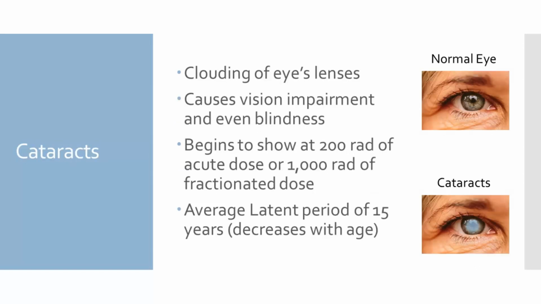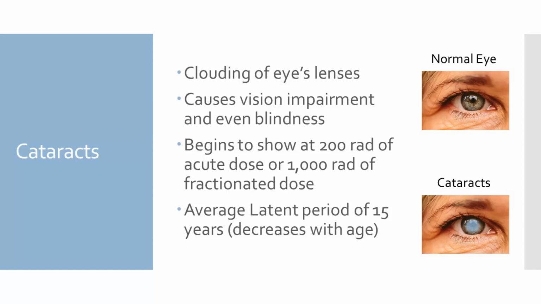The last stochastic effect that I want to review in this video is cataracts. Cataracts cloud the eye's lens and impair vision in that eye. In some cases, it can lead to blindness if not treated. Cataracts were first associated with radiation exposure when high-energy nuclear physicists developed cataracts prematurely.